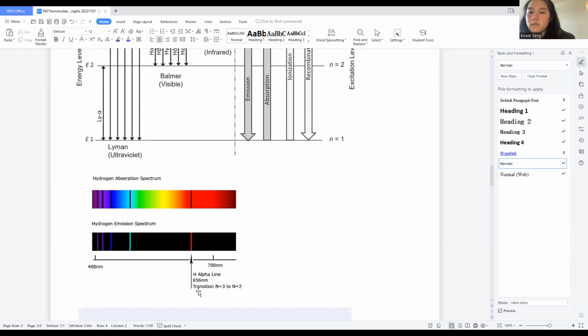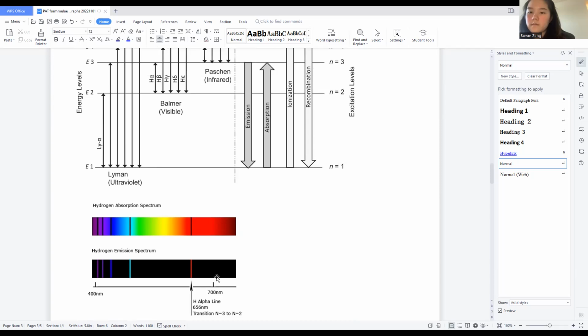For example, this one is called the H alpha line. It is actually the longest wavelength of the Balmer transition, you can see between these two.